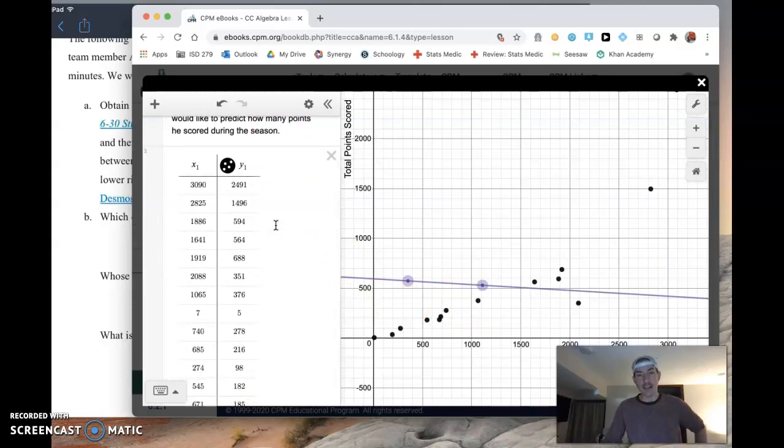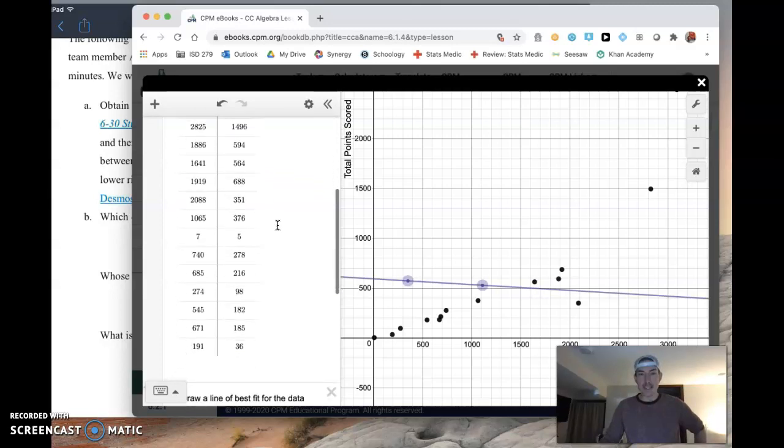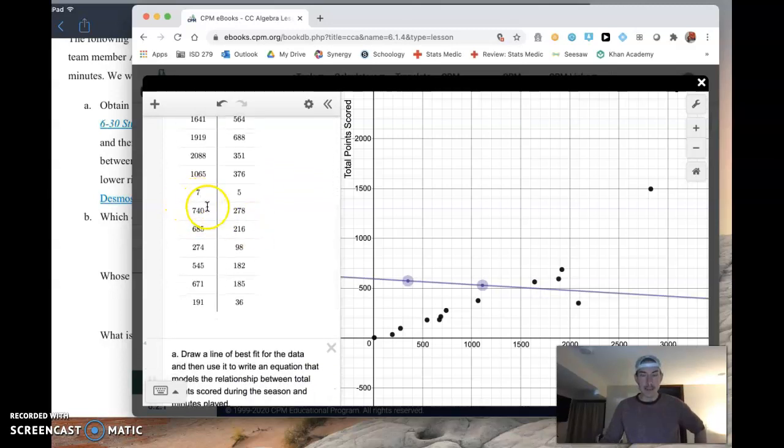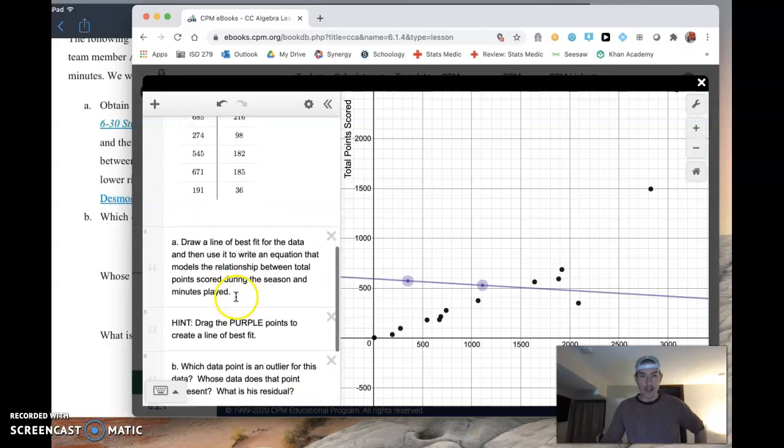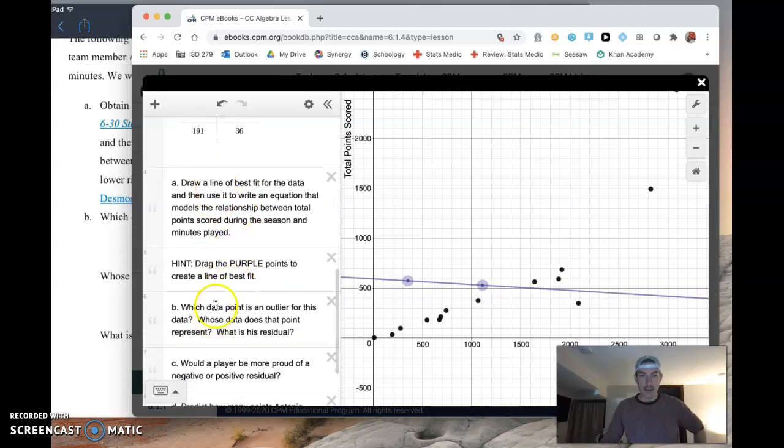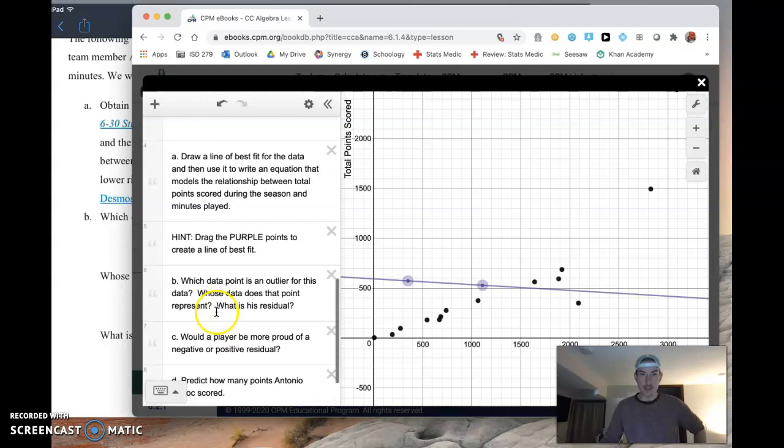Over here on the left-hand side, it's got the information, it's got the table, minutes played, total points, and so on, and if I scroll down, it's got the directions. It gives me this hint here: drag the purple points to create a line of best fit.